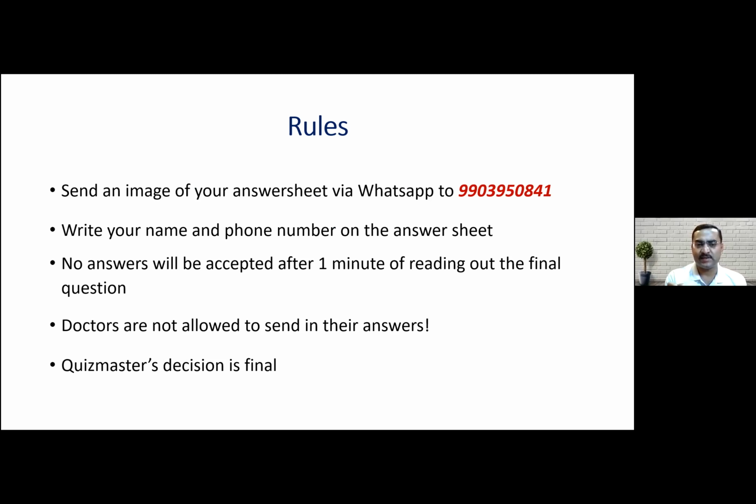So the basics: get a white sheet of paper, write your name, write your phone number. The number that you are getting to see on that screen, 9903950841, is the number where you have to send an image of your answer sheet via WhatsApp after the quiz is over. And this quiz is open exclusively to non-doctors, which means that dietitians, diabetes educators, other paramedics, lay people with or without diabetes are the ones who are allowed to participate competitively in this quiz.